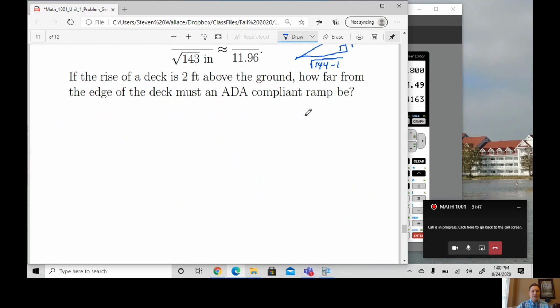Say the deck is 2 feet above the ground. How far from the edge of the deck must the ramp end to be ADA compliant? That would be 1 is to the square root of 143 as 2 feet is to the unknown number. Cross multiplying, you get x equal to 2 times the square root of 143, which is about 23.92 feet.